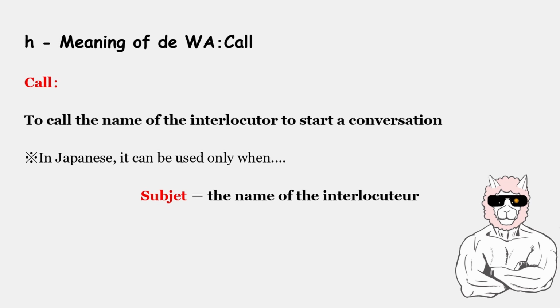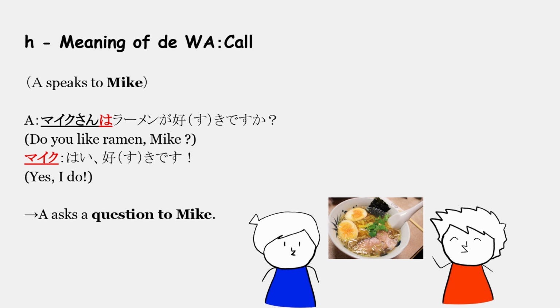In Japanese, it's more normal to use the last name or the first name to speak to someone than using a pronoun like you in English. So, 君, あなた in Japanese. For example, when person A speaks to Mike like マイクさんはラーメンが好きですか?